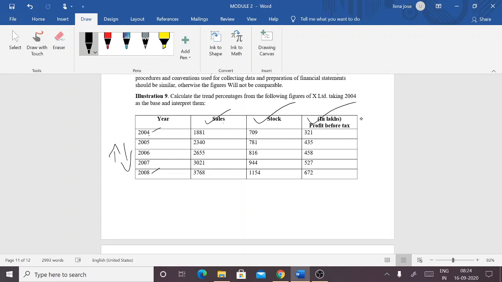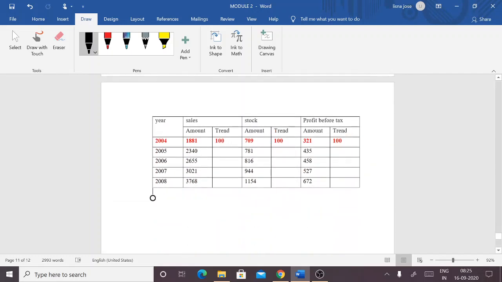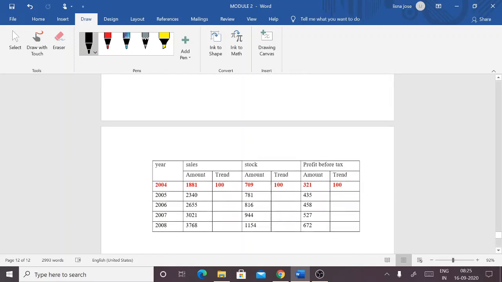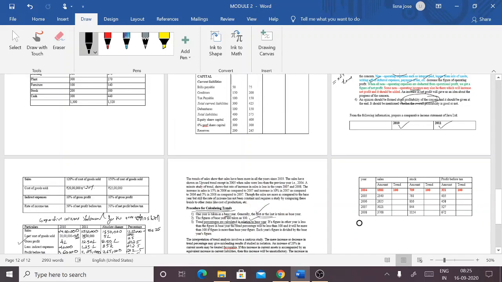Then you can also calculate the net profit trend, the operating profit trend. In a similar way you can calculate all these items. And now we will see how we can work out this. So this is the format of calculating the trend. First we will write the particulars as given in the question. It is same as the question.